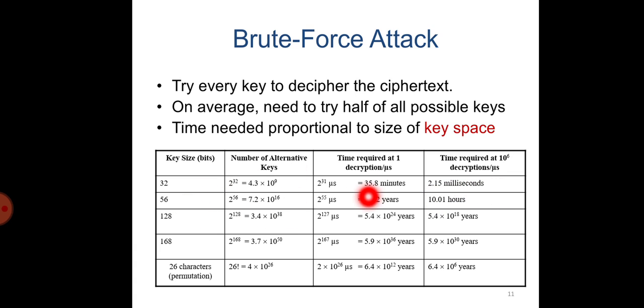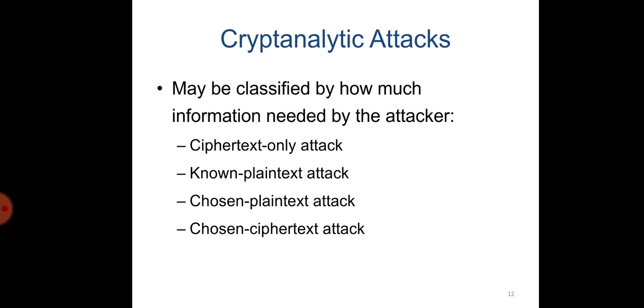Like that, for 56 bits the time is about 10.01 hours. For 128 bits it requires 5.4 times 10 to the power 18 years. For 168 bits it requires 5.9 times 10 to the power 30 years. For a 26 character permutation, 26 factorial is about 4 times 10 to the power 26, so the time required is 6.4 times 10 to the power 6 years. This is the brute force attack.